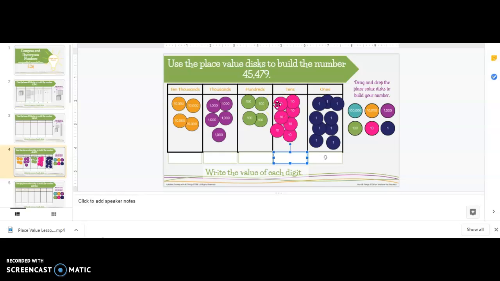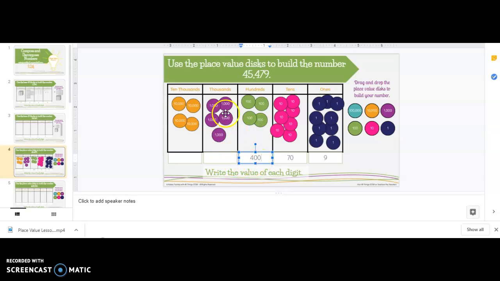We can count by tens. 10, 20, 30, 40, 50, 60, 70. So our value is 70. Okay, what about our hundreds? What is our value of our hundreds? 100, 200, 300, 400.